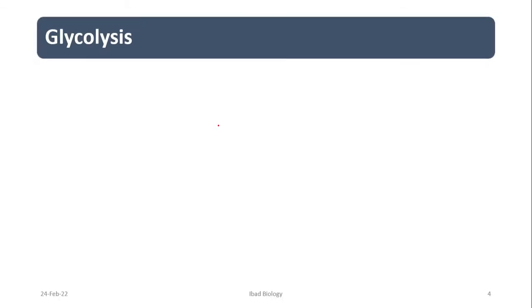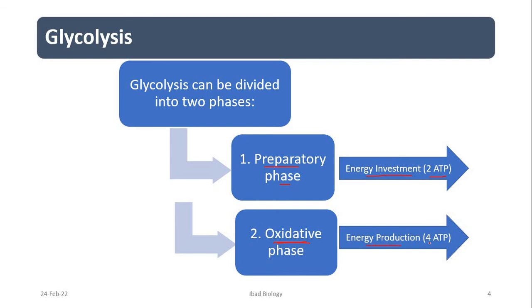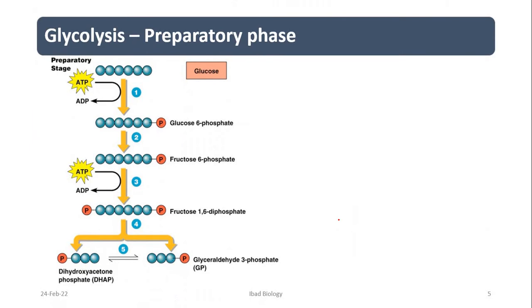Glycolysis can be divided into two phases. The first one is the preparatory phase, also known as the energy investment phase, in which 2 ATP molecules are utilized. The second phase is known as the oxidative phase or energy production phase, during which 4 ATP molecules are produced. We will start with the preparatory phase, which is the phosphorylation and breaking of the glucose molecule.